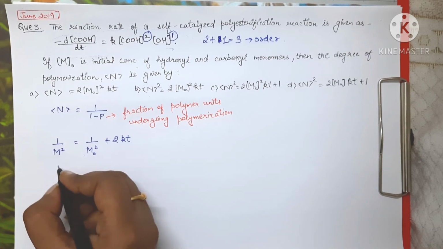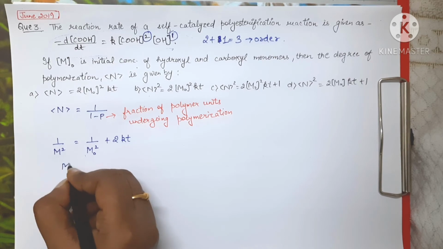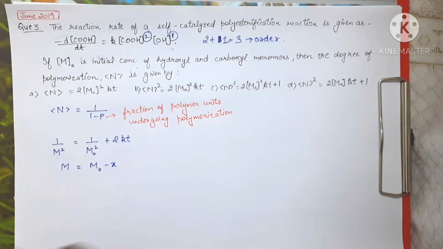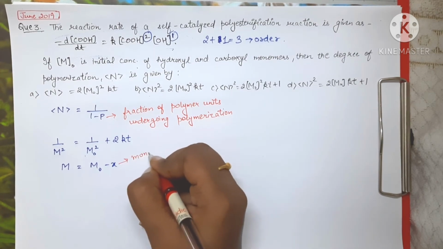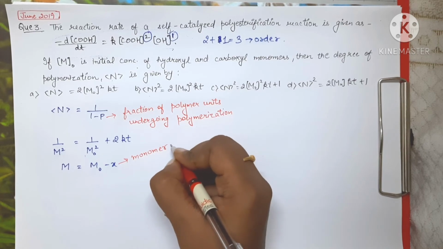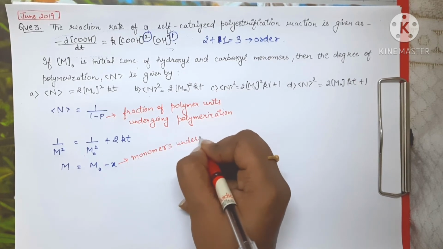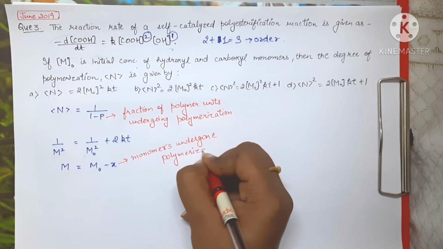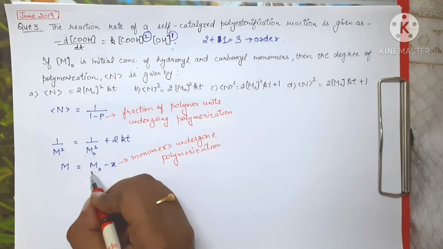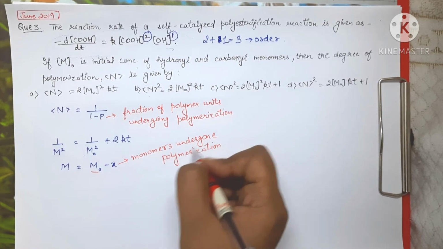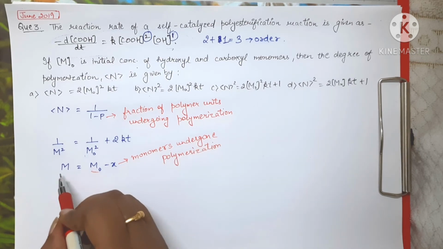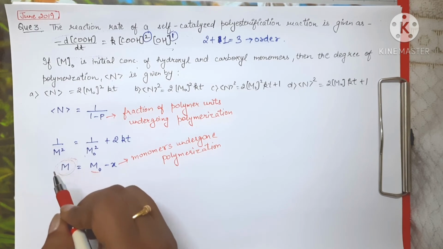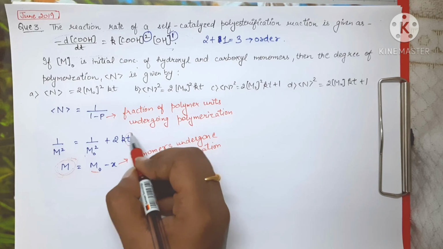So now what you can say is that m could be equal to m naught minus x. So here x will be what? X will be the monomer which have undergone polymerization, right? So the total number of monomers minus the number of monomers undergoing polymerization will give the value of m. These will be the monomers which will be left after polymerization after time small t.